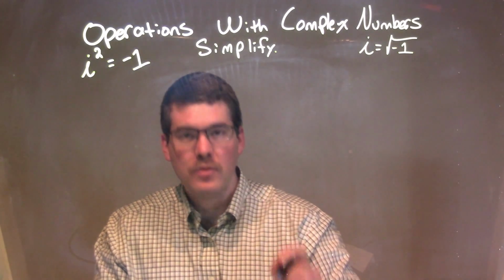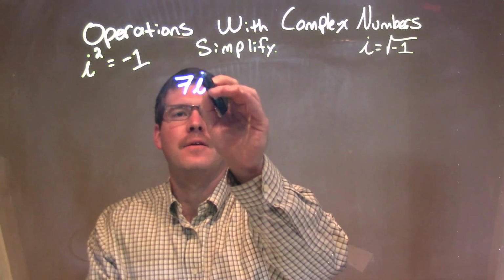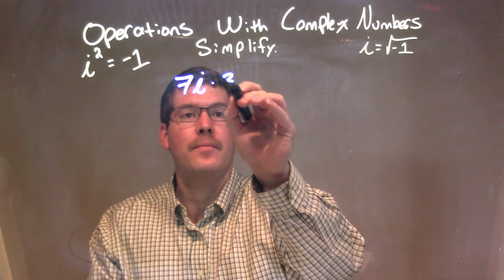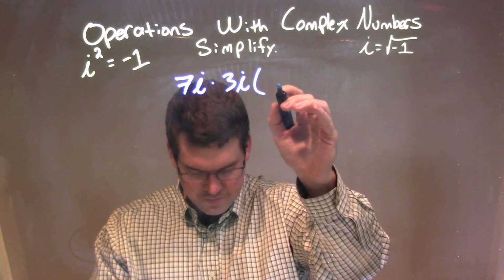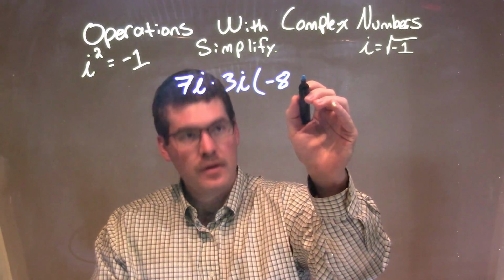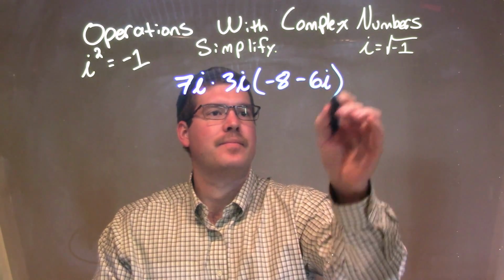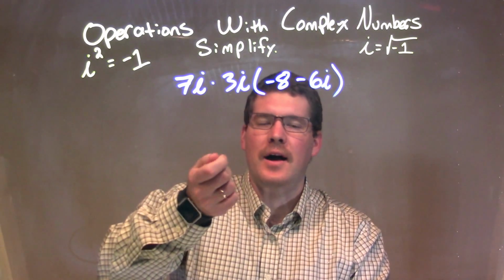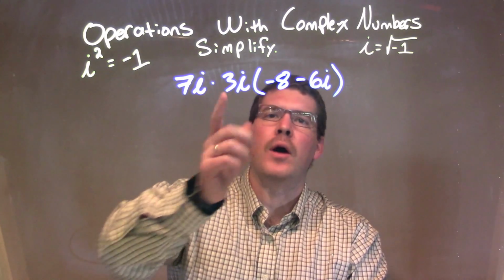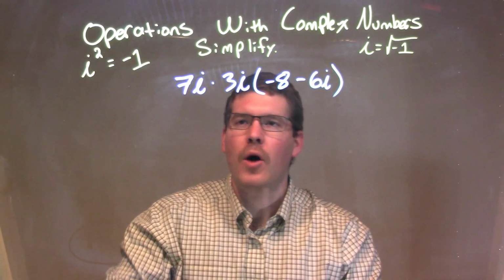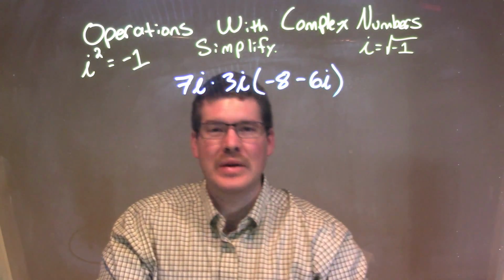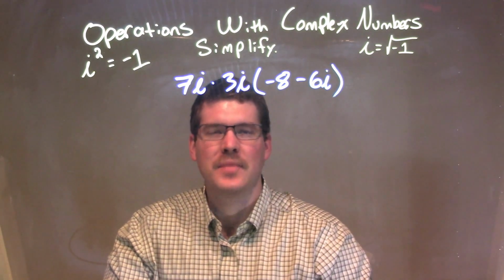So, if I was given this, 7i times 3i times negative 8 minus 6i. Now, since we see the 3i out front, we think instantly, oh, I should just distribute it across. Well, I'm actually going to multiply the 7i times 3i first. That's going to be my first step, okay?